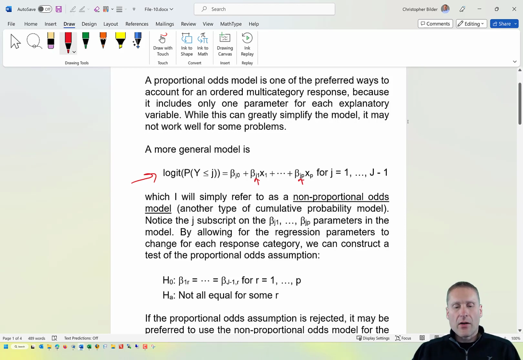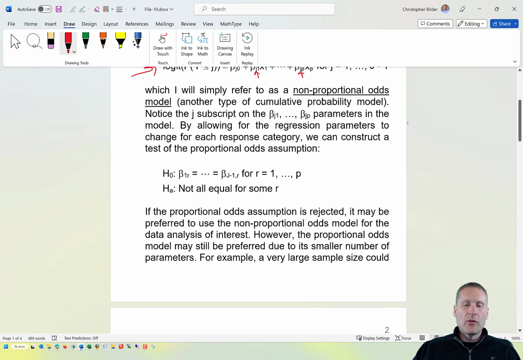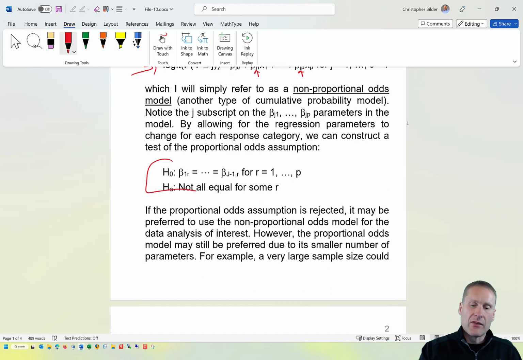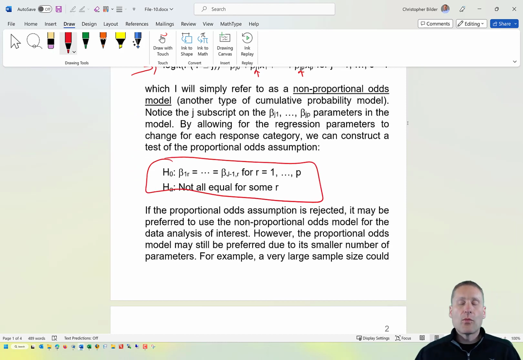Now, with a model like this, what we can do is a test for the proportional odds assumption for a proportional odds regression model. So the null hypothesis model will be the proportional odds regression model. The alternative would be the non-proportional odds regression model instead. And so this is what the corresponding hypotheses would look like.